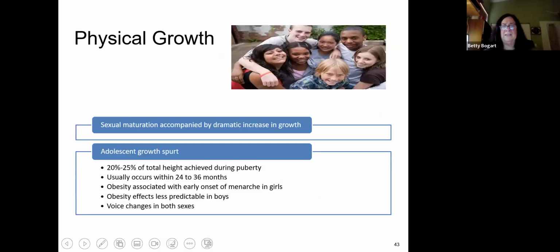So adolescents, their physical growth. They've gone through their school age, growing about 2 inches a year. And then all of a sudden, they do this growth spurt. 20 to 25% of their total height is achieved during puberty. It happens over about 2 to 3 years.